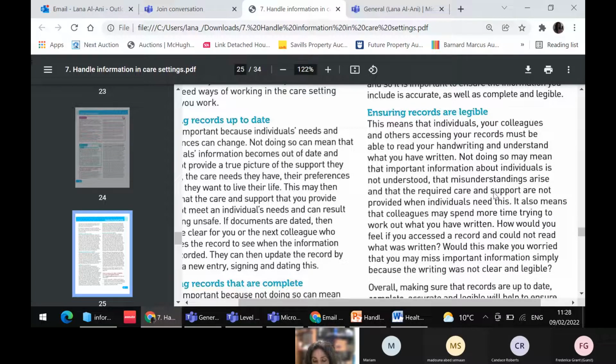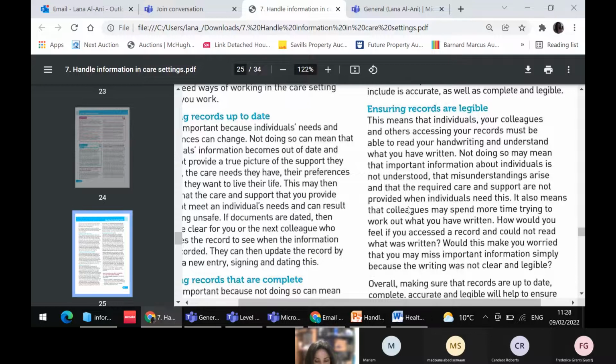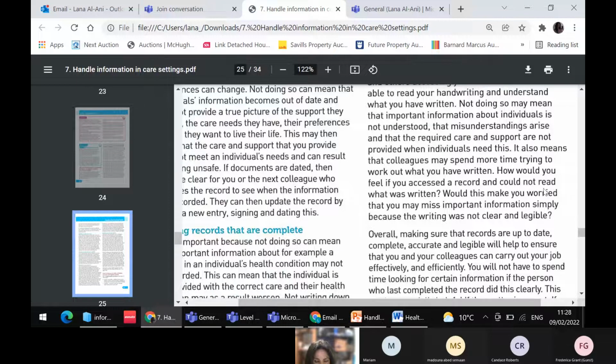maybe put in their heads a totally different thing, for the same sentence. And then they might treat the client in a totally different way because there is a misunderstanding. So in that case, we need to be accurate. We need to write slowly so our handwriting is readable by every one of my colleagues. How would you feel if you access a record and you can't read it, then you start guessing what's there, and this would lead to misunderstanding.